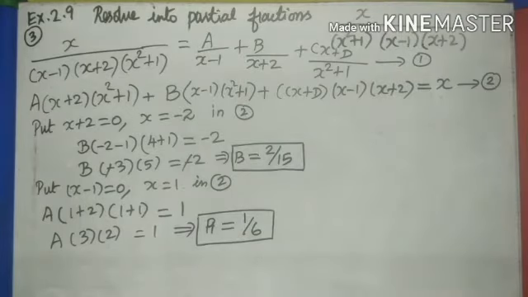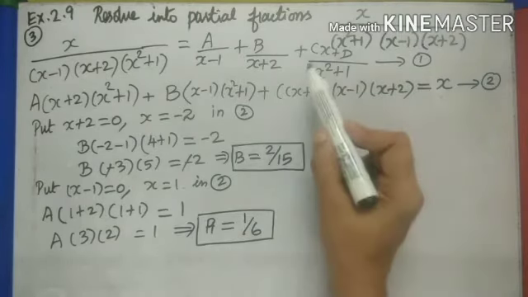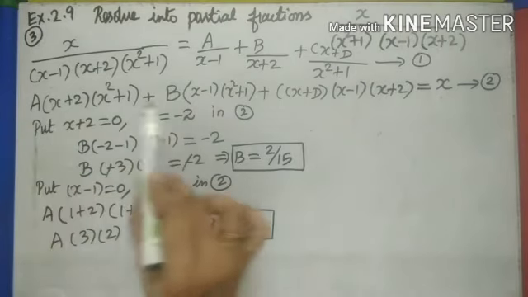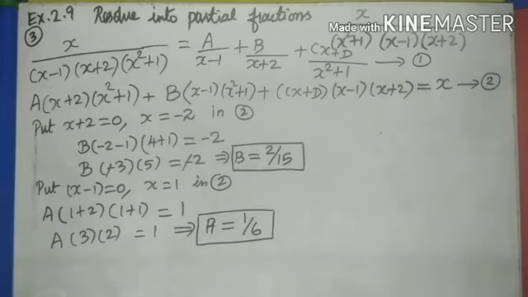Once I get A and B, I have to proceed with C and D, but there is no other bracket that I can make 0. What shall I do? You put any convenient value for x. You can put x is 0, x is 3, x is 4, x is 10, x is 1000. Now which is the most convenient value? 0. So wherever x is coming, let us put 0 in the second equation.